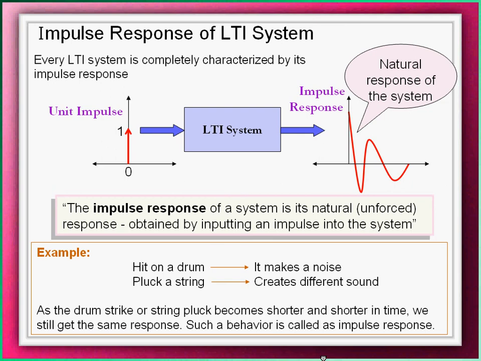Consider, for example, the action wherein you hit on a drum or pluck a string, which results into different sounds. Treat this hitting or plucking action as an impulse, whereas the resulting sounds are the impulse responses, which is the natural response of the drum and string. For every drum strike or string pluck, we still get the same response, and hence impulse response is said to be the natural response of the system.